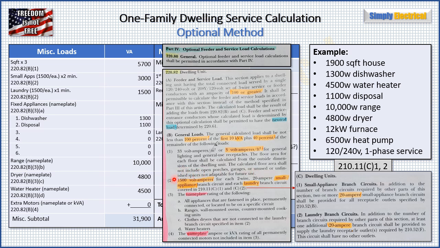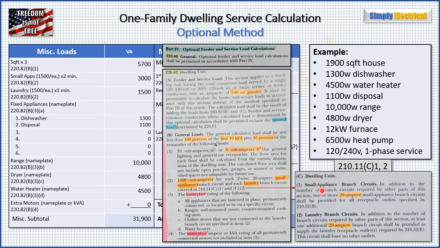Next load says number 2, 1500 volt-amps for each 2-wire 20 amp small appliance branch circuit and each laundry branch circuit covered in 210.11(C)(1) and (C)(2). Well, what does that say? Go over here to 210.11(C)(1) and (2).